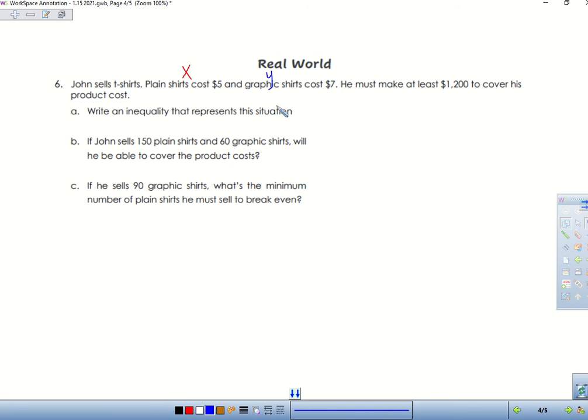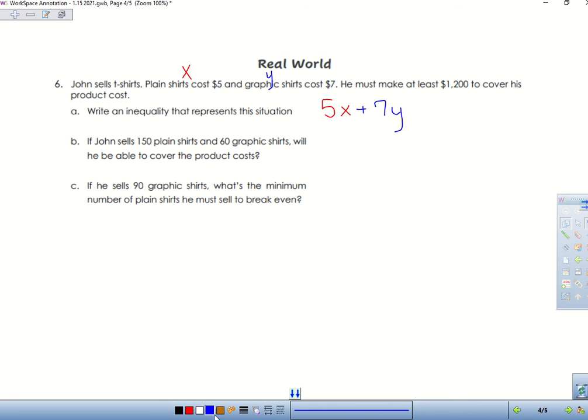So how this works is as follows. If you want to know how much money you made off of plain shirts, you would take the amount of plain shirts you sold and multiply it by the amount that it cost, right? Which is 5x. And then, if you want to know how much you made off of graphic shirts, you would take the amount that each one cost, which is $7, and multiply it by the amount of graphic shirts that you sold, which is represented by y.